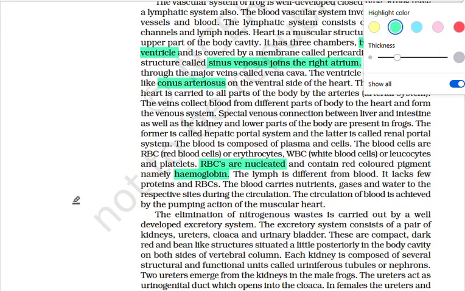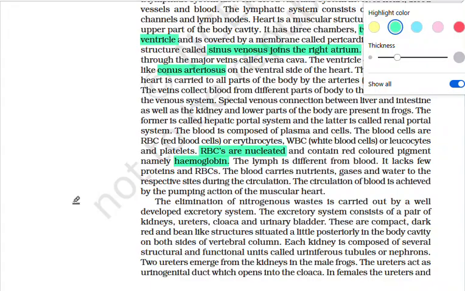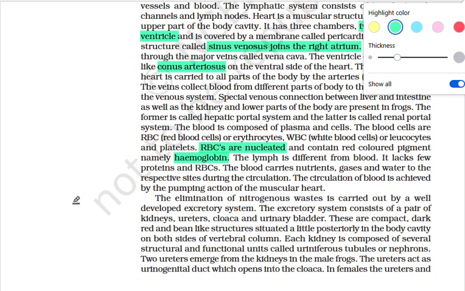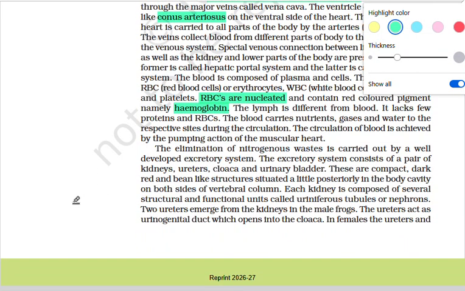The lymph is different from blood. It lacks a few proteins and RBCs. The blood carries nutrients, gases, and water to the respective sites during the circulation. The circulation of blood is achieved by the pumping action of the muscular heart.